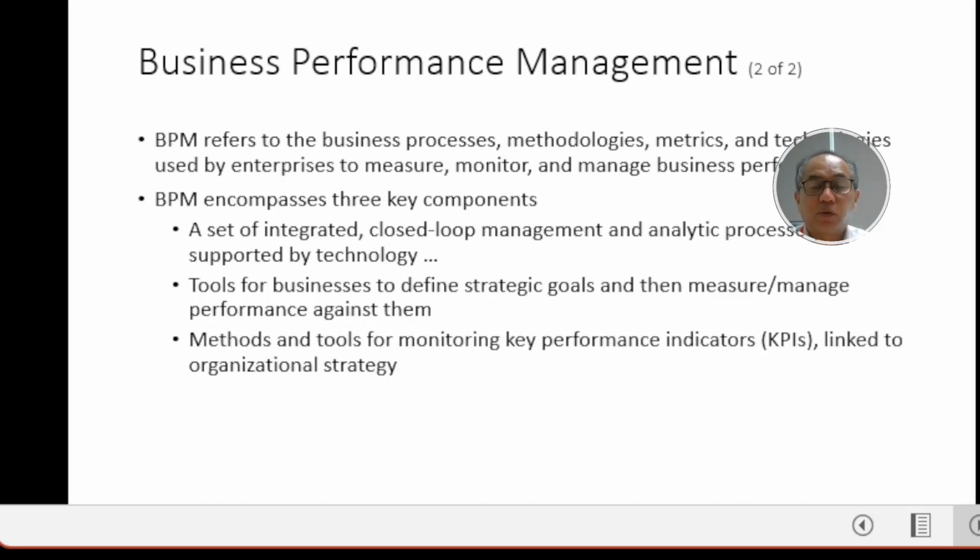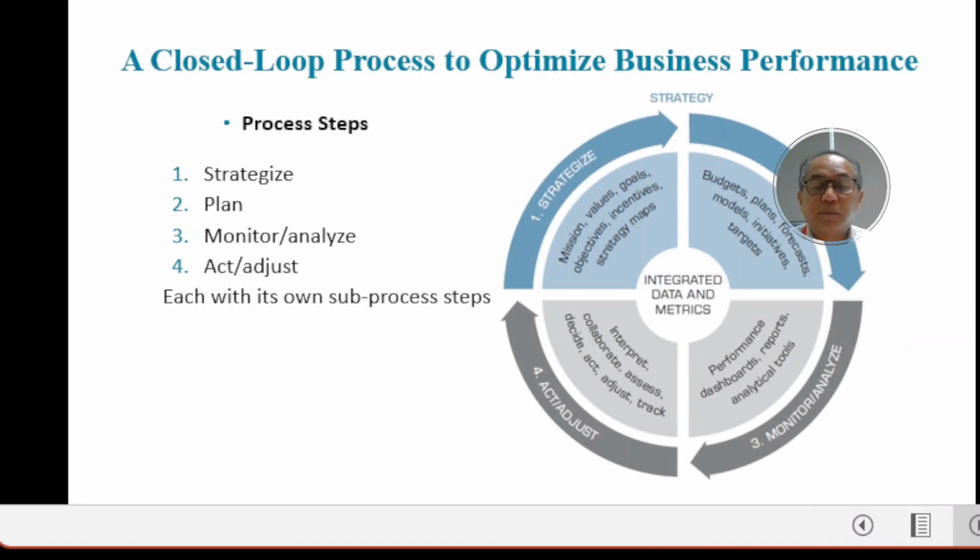There are three main components of business performance management: the integrated closed loop management and analytic processes. These analytic processes are supported by technology, tools for businesses to define their strategic goals and measure and manage performance, and also methods and tools to monitor key performance indicators linked to organizational strategy. So we go towards a closed loop process to optimize business performance.